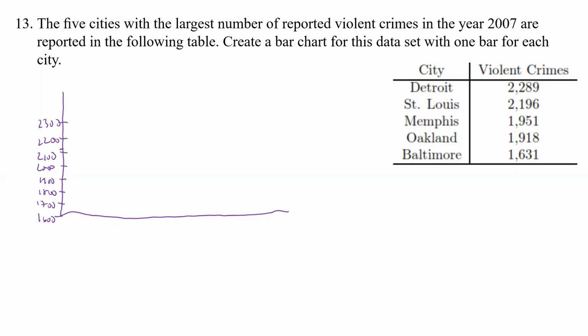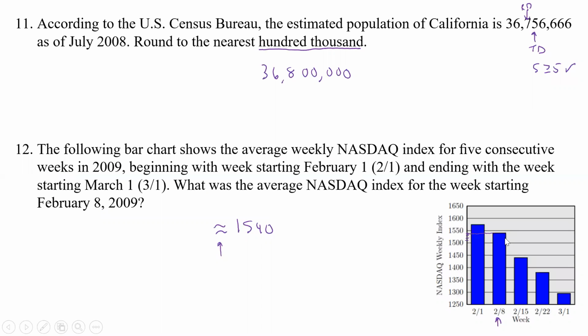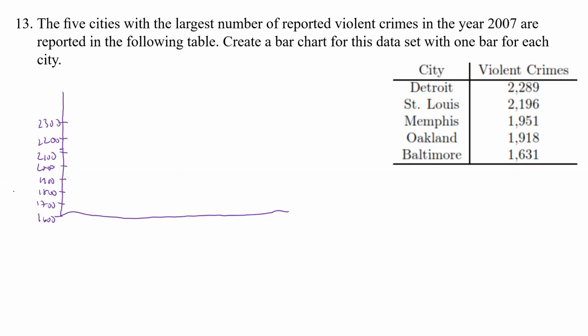Okay, and again, this isn't going to be precise, hand-drawn. It usually doesn't look good. You want to do it in Excel or something if they wanted a pretty nice graph and make it exact. All right, so we're going to have Detroit. We're going to have St. Louis. We'll have Memphis, Oakland, and we'll go a little bit further and we'll have Baltimore.